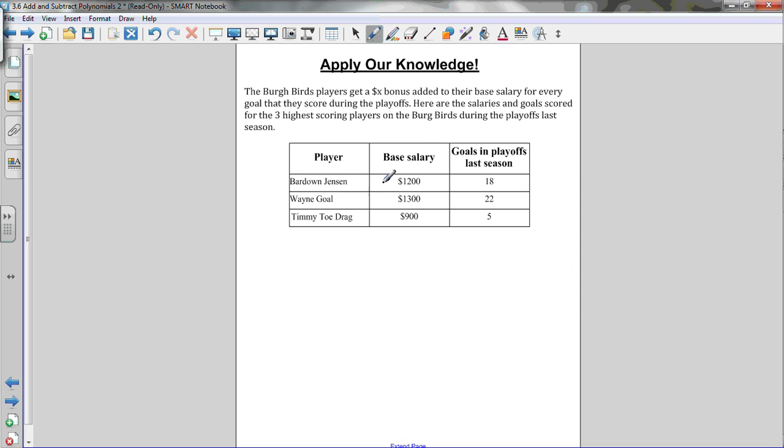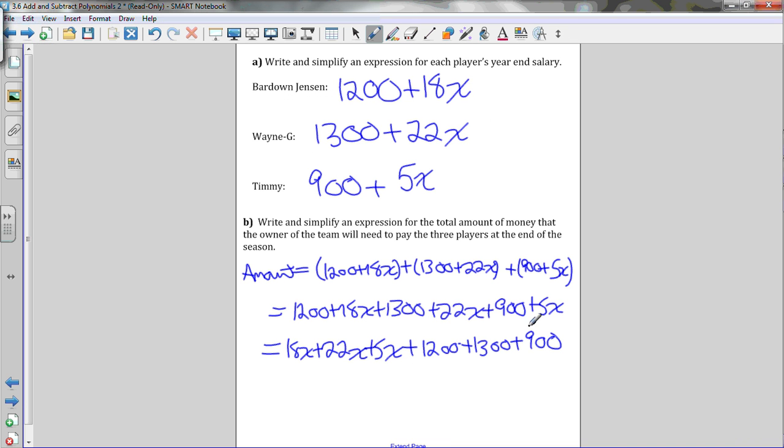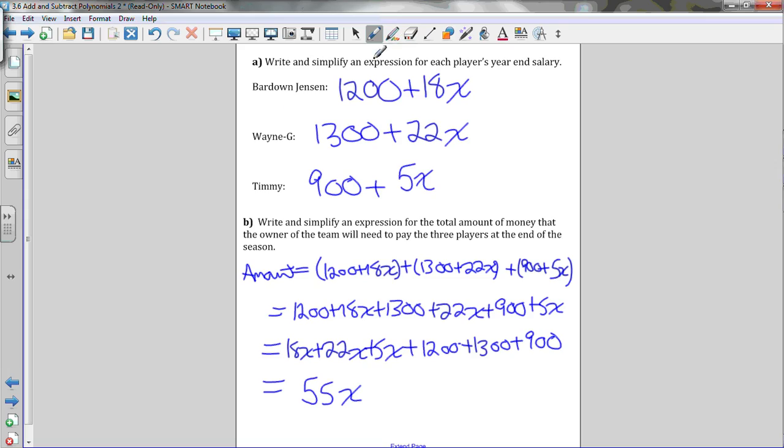Okay, let's make sure those numbers are all right. 1,200, 1,300, 900. Good. So let's simplify by collecting our like terms. 18 plus 22 is 40, plus 5 is 45. Sorry, it looked like a 15 to me there. So I have 18x plus 22x is 40x, plus 5x is 45x. Now I have 1,200 plus 1,300. That gives me 2,500. And I want to add 900 to that. I'm now at 3,400.